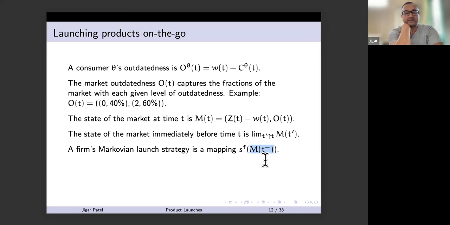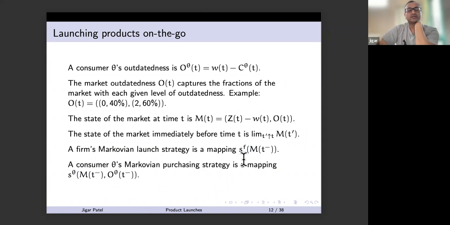Based on that, I make a decision whether I want to launch a product or not. So that's the strategy. This is a function of the market, state of the market. Consumer theta decides Markovian purchasing strategy. That's a mapping of saying, look, what's the market composition and what's my own outdatedness, right?